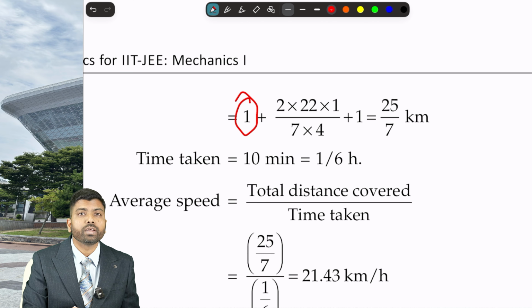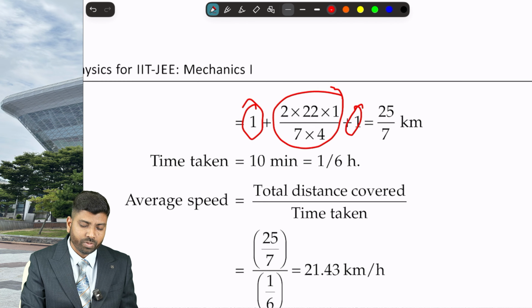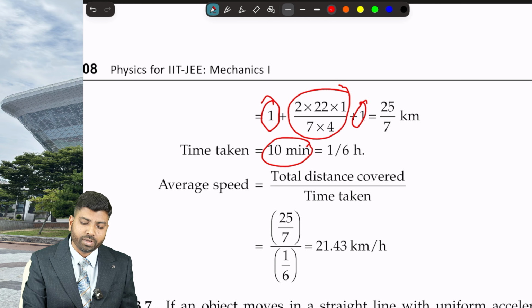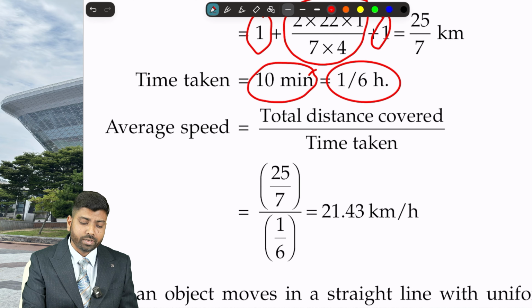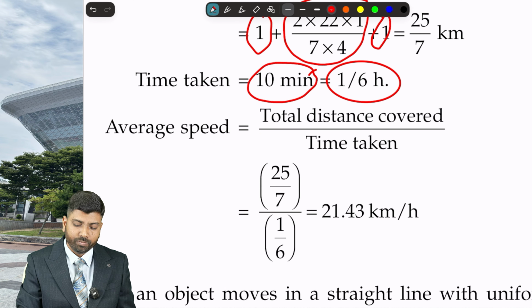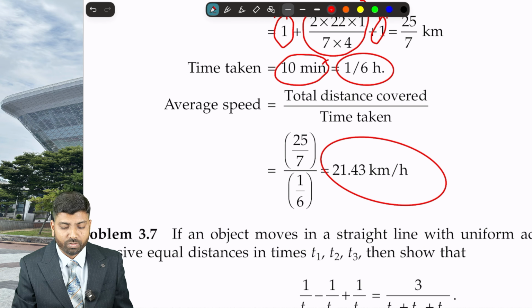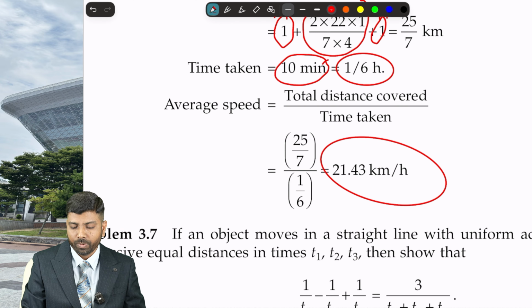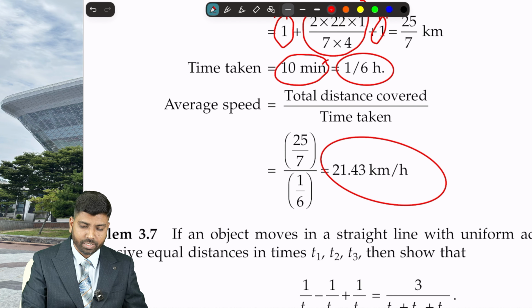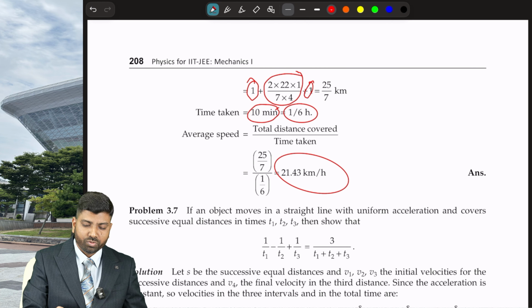The first radius is 1 kilometer. Next, this is 1/4 of the circle. Then again the radius, which together equals 25 upon 7 kilometer. Then the time is 10 minutes. If I convert into hours, that is 1 upon 6 hour. As we know, average speed is the total distance upon the total time taken. After all this calculation, we found the speed is 21.43 kilometer per hour. If you wish, you can convert into meter per second. So this is the question and this is the solution. Now let us move to the next question.